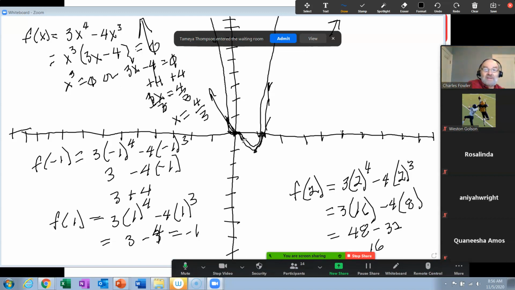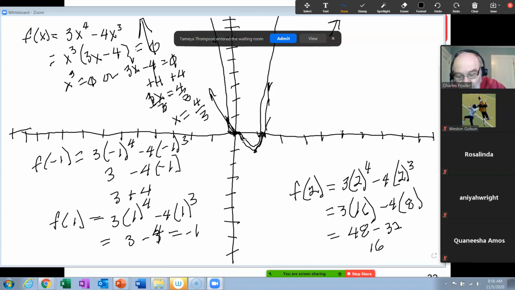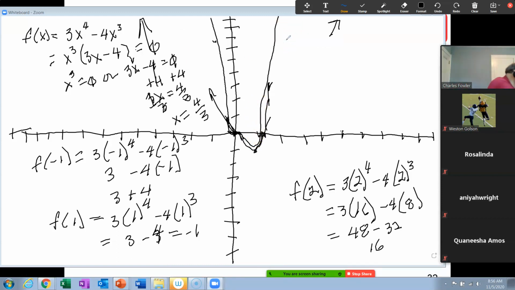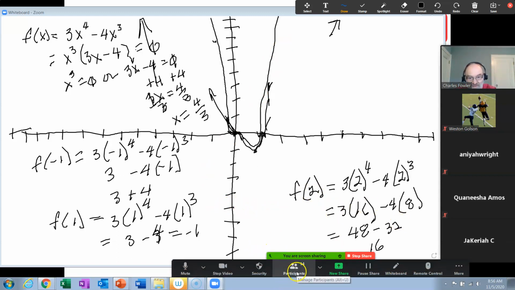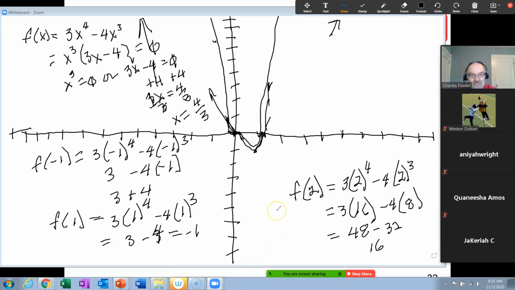Now it looks like somebody else is coming in. Tamia is here. Let me get her marked present. So Tamia is here. Good deal. All right, we're now up to 3, 4, 5, 6, 7, 8, 9, 10, 11, 12, 13. Lucky 13. Let's make sure that's what we've got here. Yep, 13 plus me. Okay.